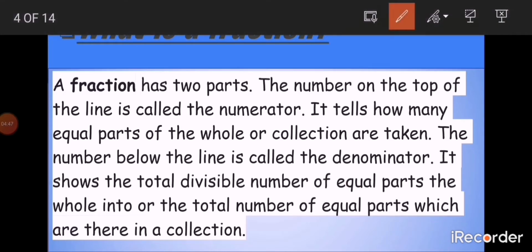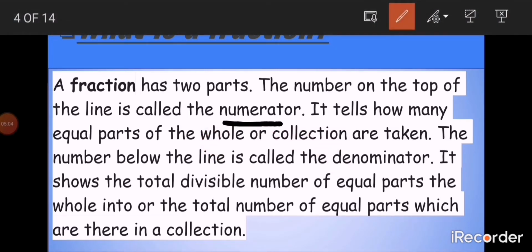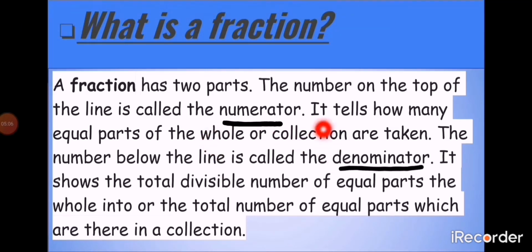So the numerator is the part of the fraction which tells us how many equal parts of the whole or collection are taken. The parts which are taken out, or which are colored, or which we are going to find out of the total, is called the numerator. And the denominator is the total number of parts a whole shape or a complete shape has, or into how many parts a complete shape is divided. These parts are written under the line.